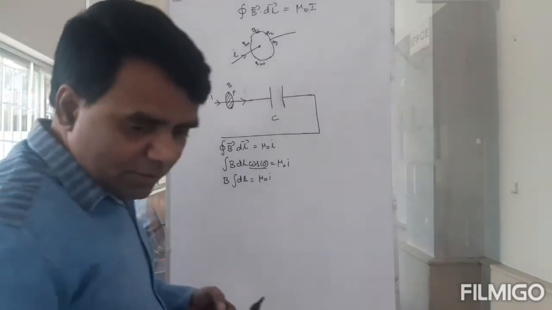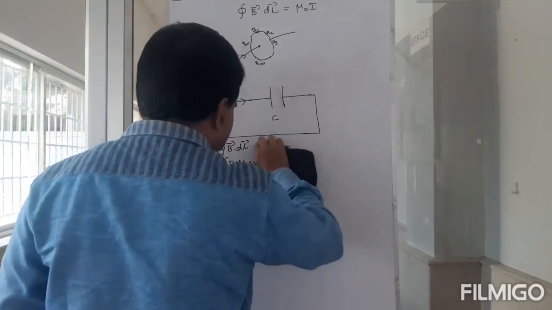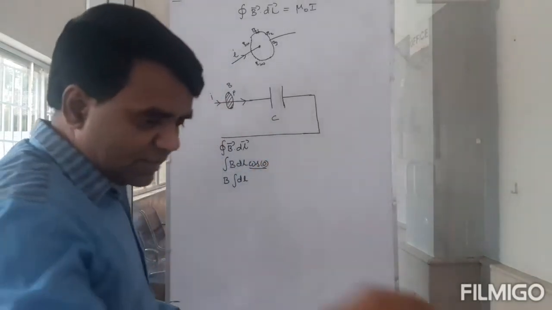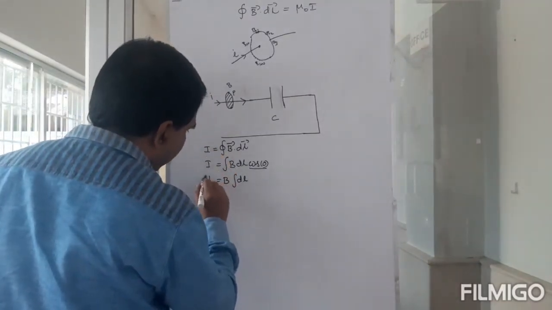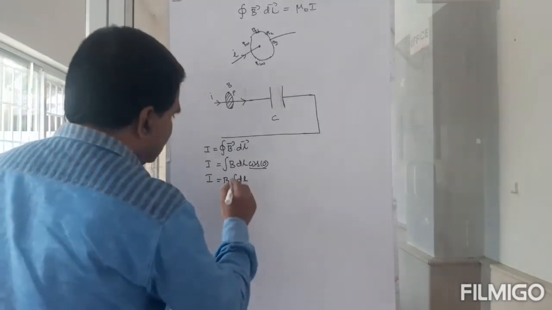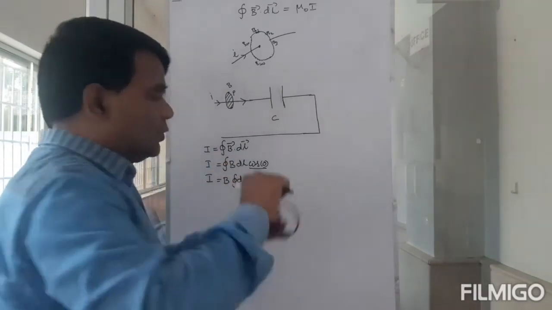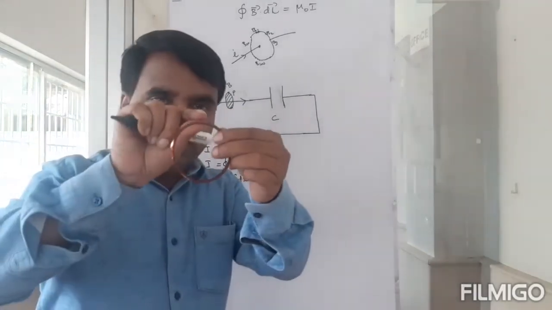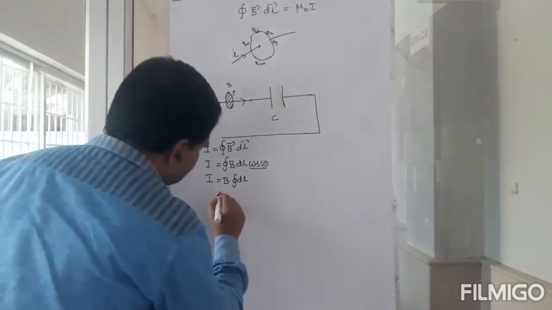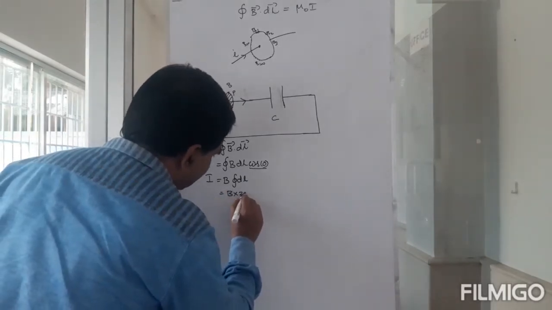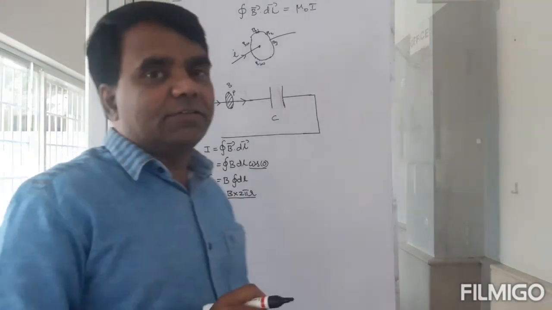First, let me do this. Let me not worry about mu naught I first. Let me just do this integration. That's my integration. This is my I. B dl. So this is a closed loop integral. You start from this point and then come back to that point. Then if I add all these dl's together, I'm going to get 2 pi r. So this will be B into 2 pi r. Okay, so this is what I have calculated.